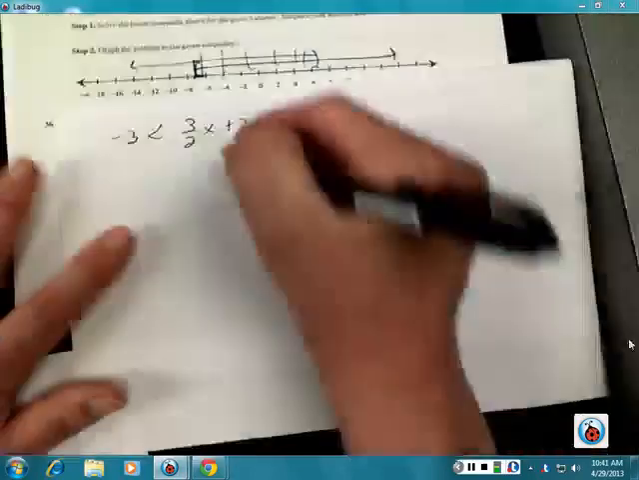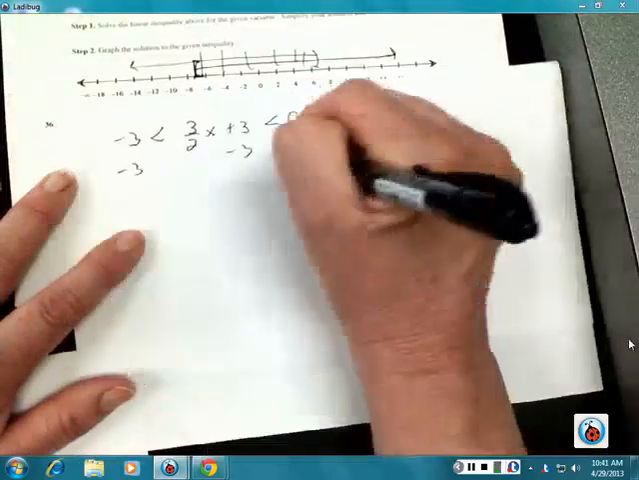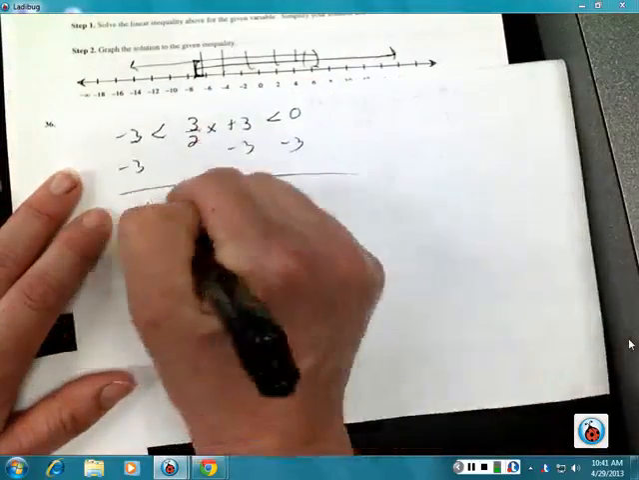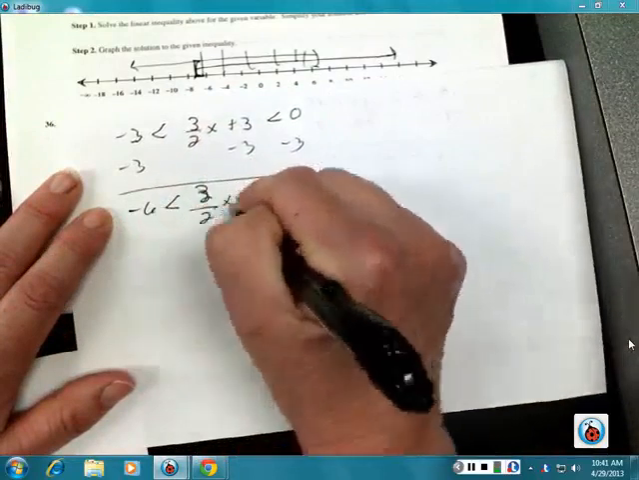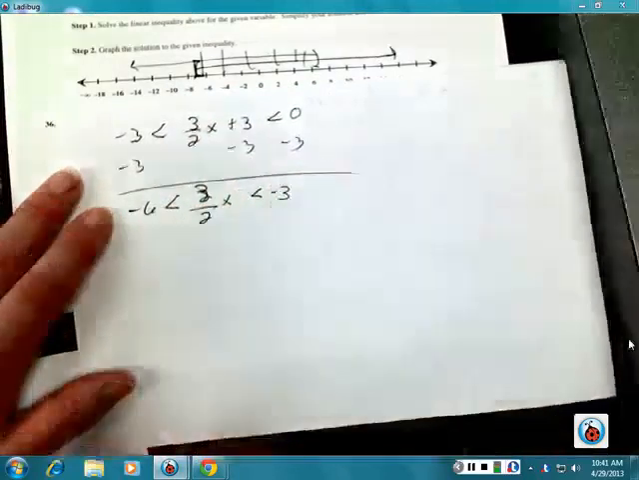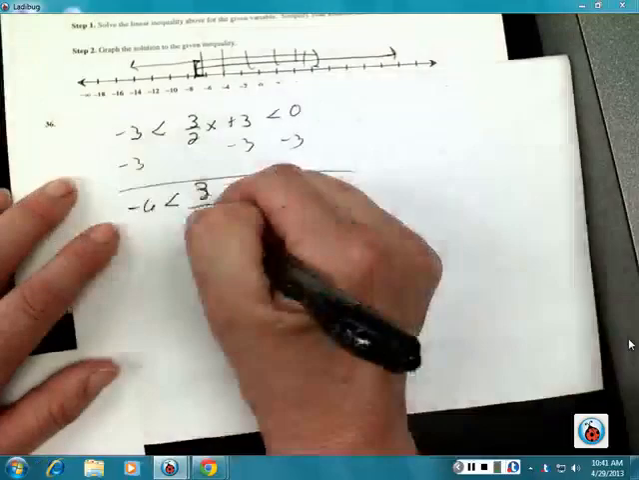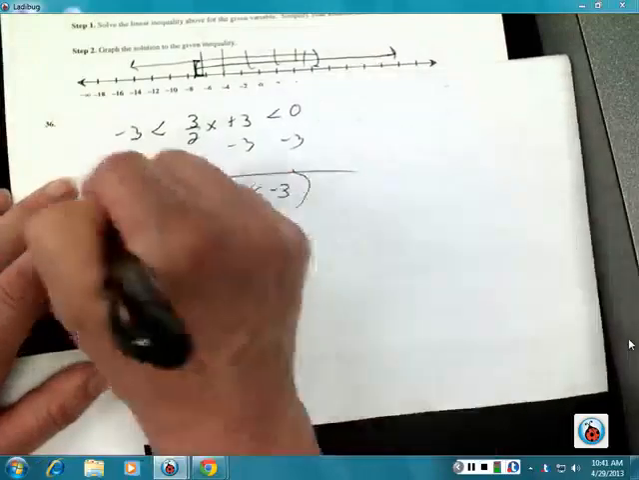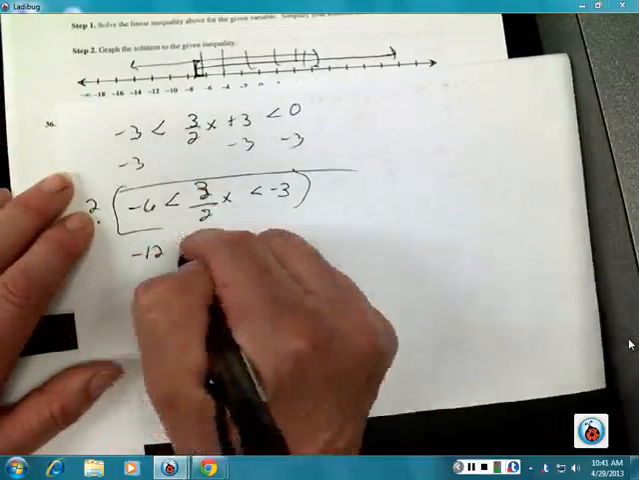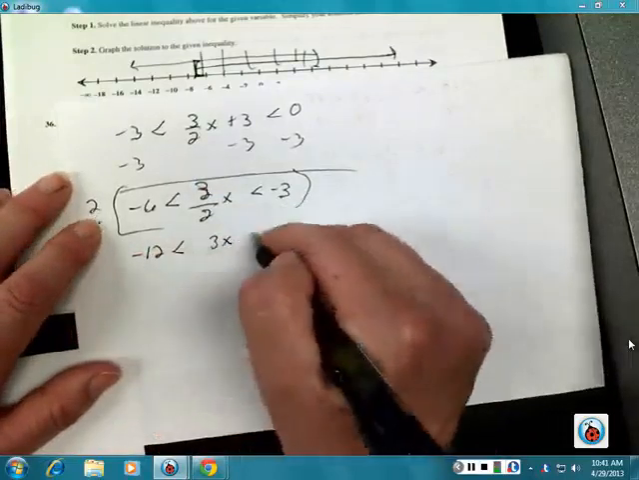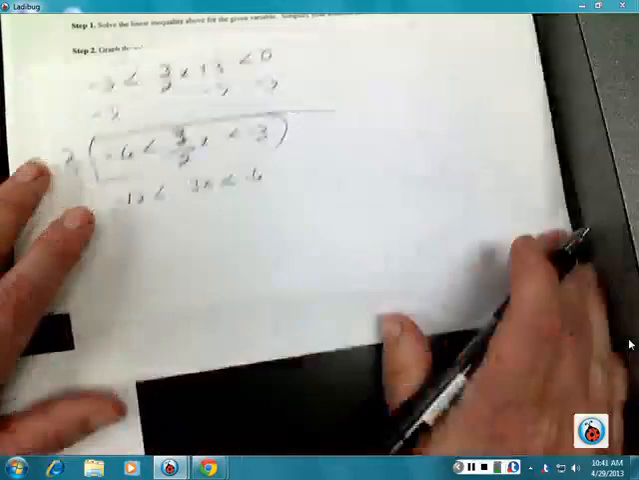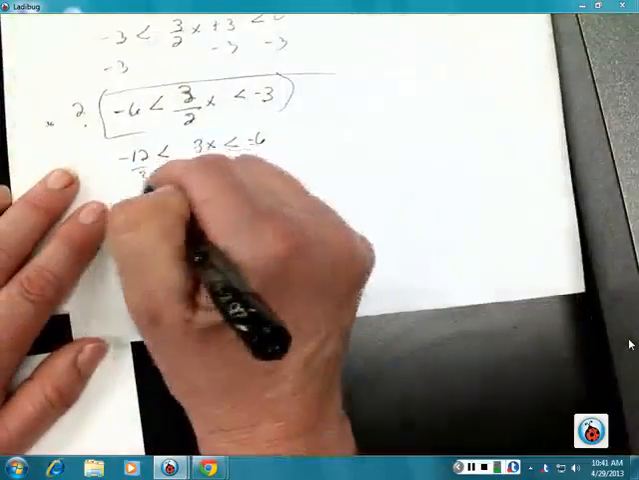So then I'm going to minus 3. I get negative 6 is less than 3 halves x is less than negative 3. Multiply everybody by 2. 2 times negative 6 is negative 12. 2 times 3 halves x leaves me 3x. 2 times negative 3 is negative 6. Then divide everybody by 3.